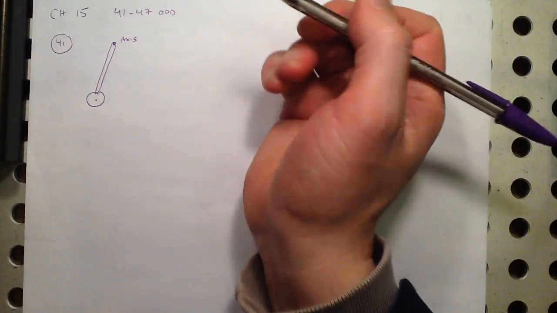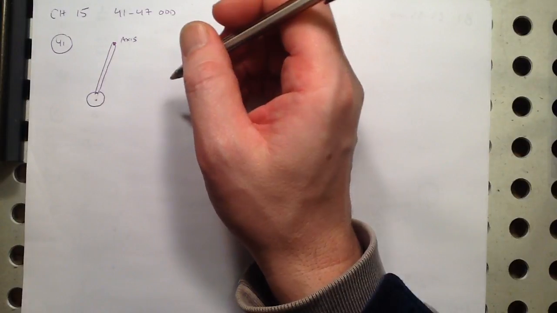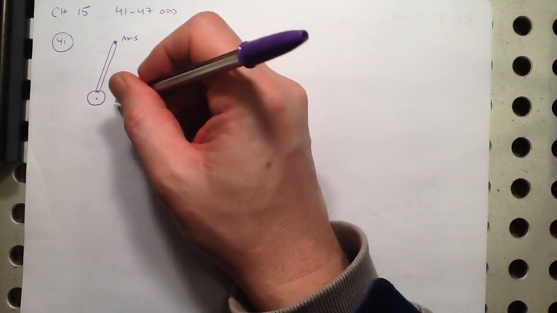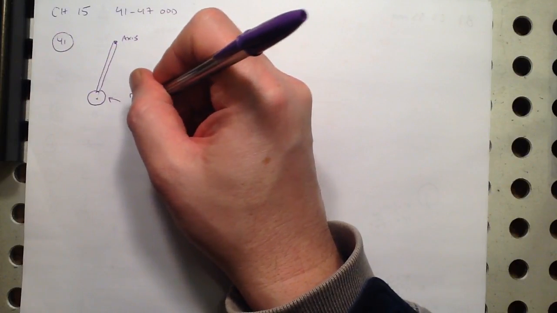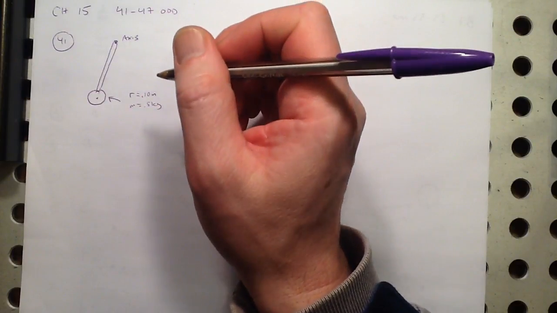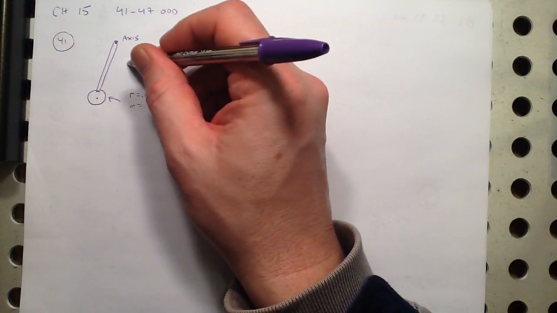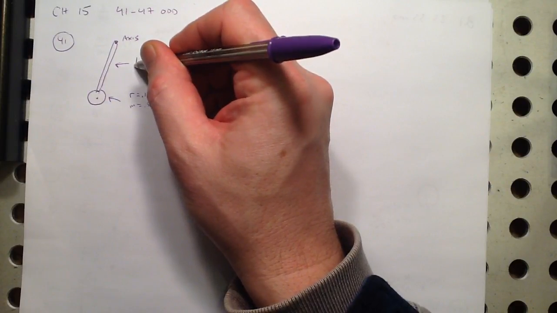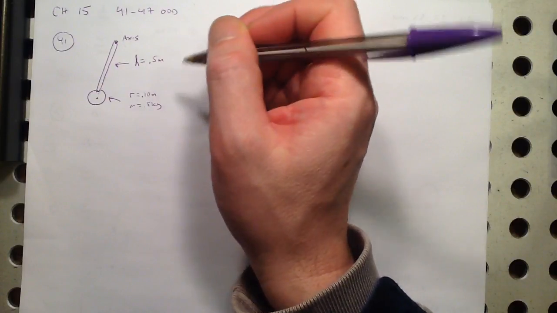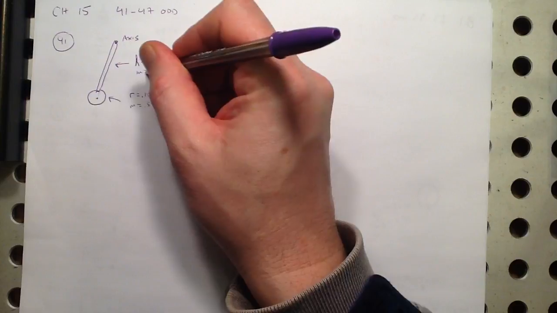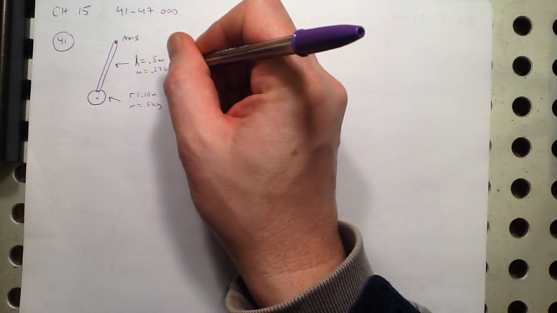Axis is here. And so you've got a uniform disk here with a radius of 0.10 meters and a mass of 0.5 kilogram, attached to a uniform rod with a length of 500 millimeters, which is 0.5 meter, and a mass of 0.27 kilograms. And we want to calculate the rotational inertia of the pendulum about the pivot.